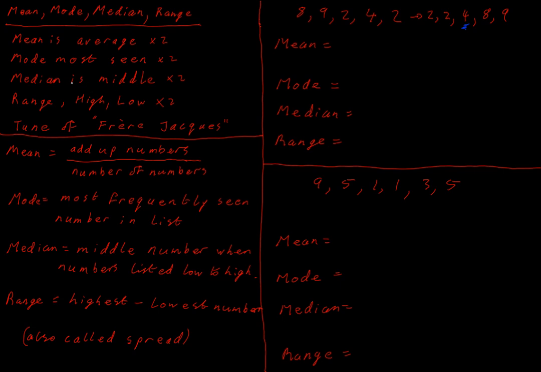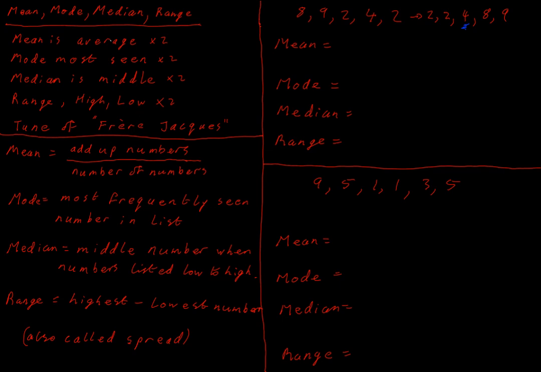So before we go on to it, there is a little rhyme we can use for learning this off. Which is mean is average, mean is average, mode most seen, mode most seen. Times 2 means we're saying it twice. Median is middle, median is middle, range high low, range high low.